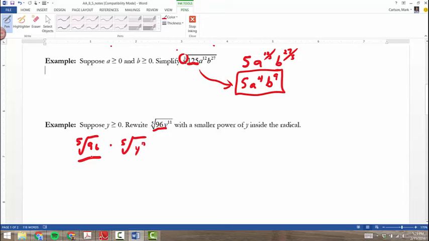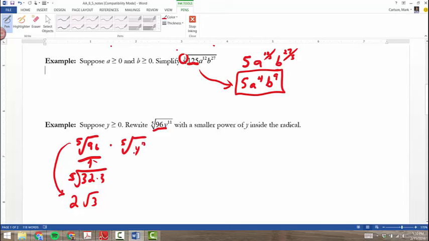Now, 96 is not a perfect fifth power number. So I have to ask myself this question: are there any perfect fifth power numbers that evenly divide into 96? And it turns out there is. If I take 32, which is a perfect fifth power number, and multiply it by 3, that's equal to 96. So this is the same as this. Oops, I'm sorry, there should be a fifth root there. Now, I know the fifth root of 32 is equal to 2. So I can pull that 2 outside my radical and leave the 3 underneath the radical. Okay? So I've now simplified the number part.